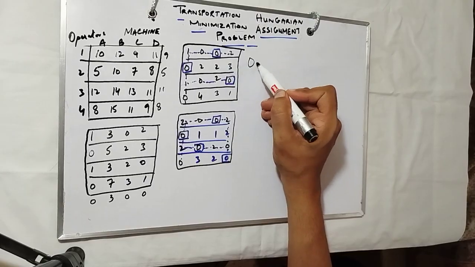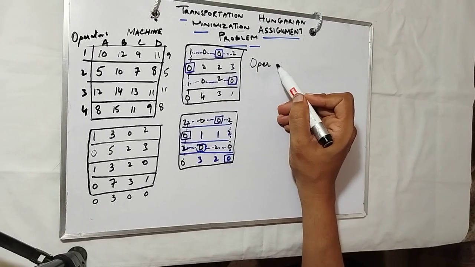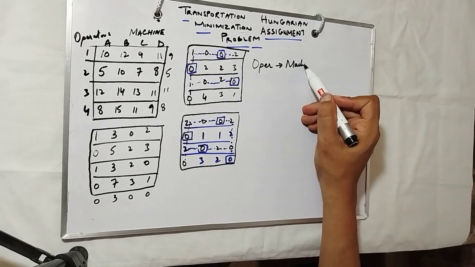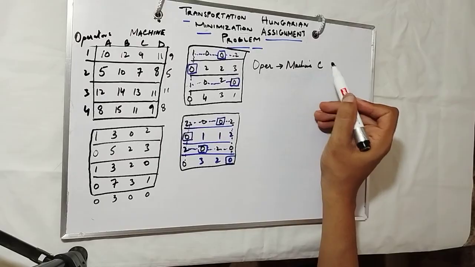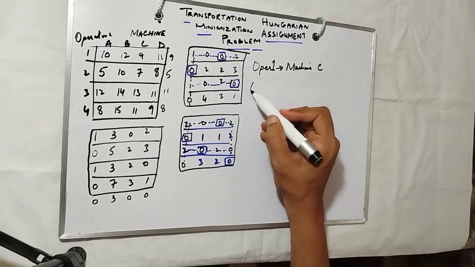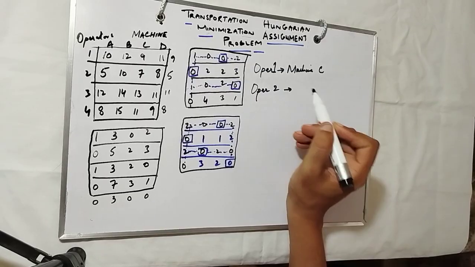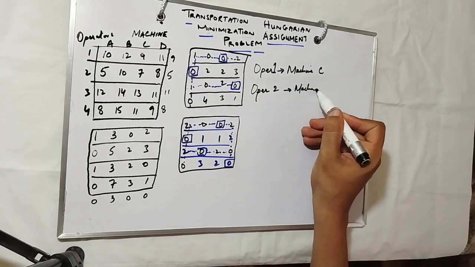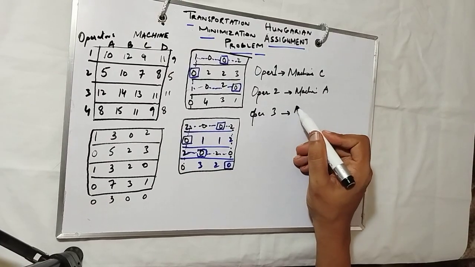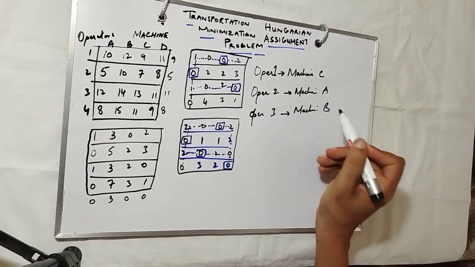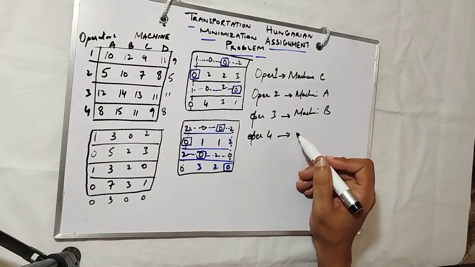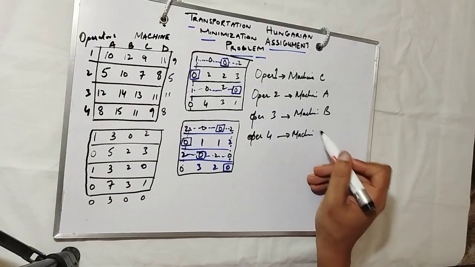Operator 1 assigned to machine C. Operator 2 assigned to machine A. Operator 3 has been assigned to machine B. Operator 4 is assigned to machine D.